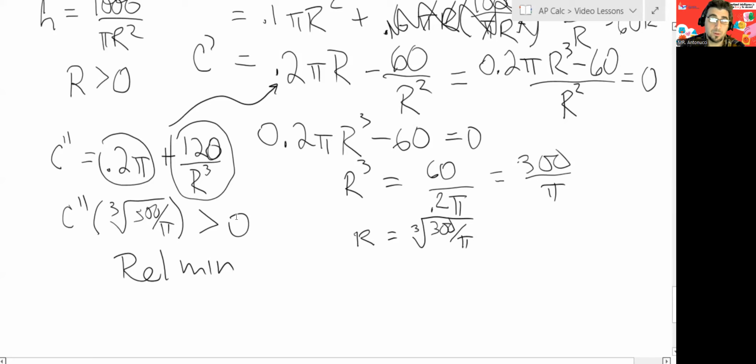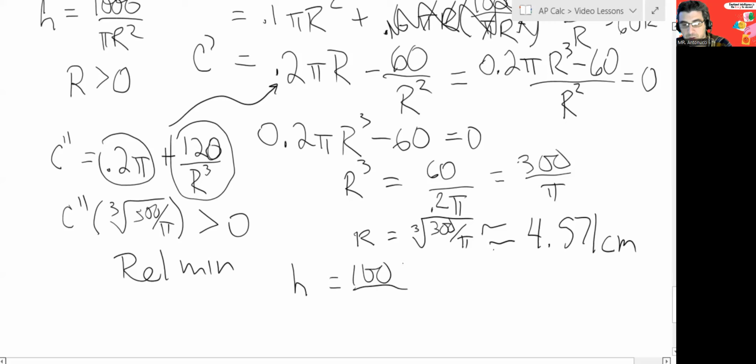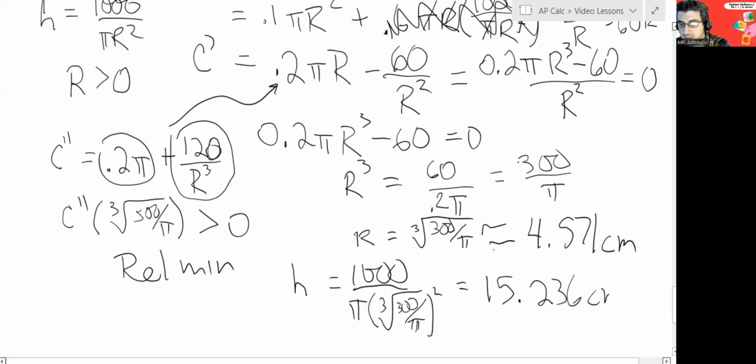So this is going to be the absolute min, and the radius of the container is going to be approximately 4.571 centimeters. All right. And then the height, because we need the dimensions, is 1,000 over pi times r squared. So 1,000 over pi times the cube root of 300 over pi, squared. Now you could just dump that into Desmos or your calculator, and you would get 15.236 centimeters for that right there.